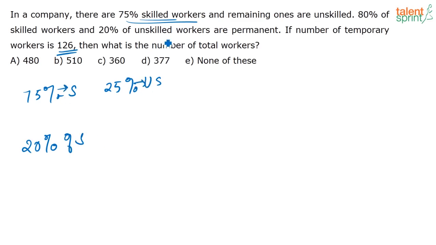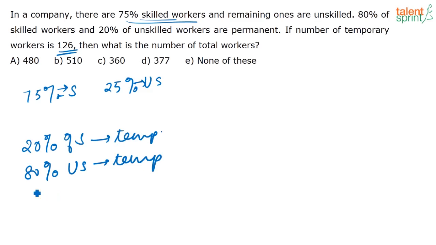Now what is again given? 20% of the unskilled workers are permanent means what percentage of the unskilled workers are temporary? 80% of the unskilled workers are temporary, correct? These two we know. So what is given in the question to us? They have given us 20% of the skilled workers plus 80% of the unskilled workers is equal to 126, or the number of skilled temporary workers plus the number of unskilled temporary workers is given as 126, correct? See, to solve this question, they have given us that the number of temporary workers is 126. So that is the basic crux of the question.